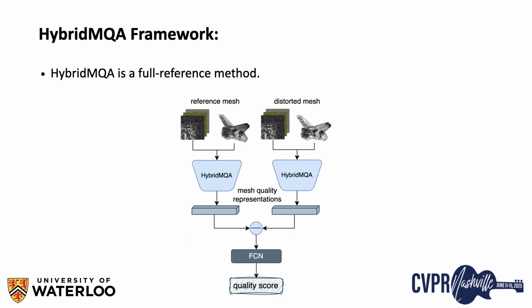HybridMQA is a full reference method. Given a reference and a distorted mesh, we process them separately to get their quality representations. The difference between them is then mapped to a final quality score.